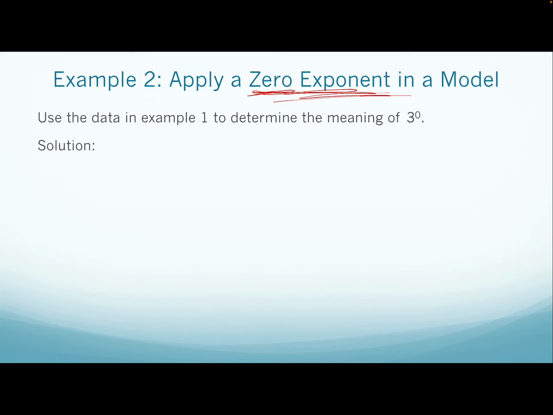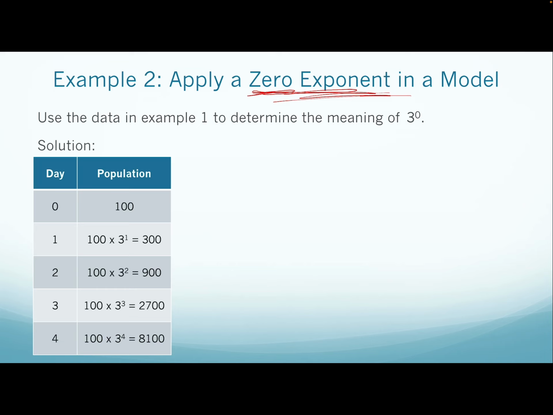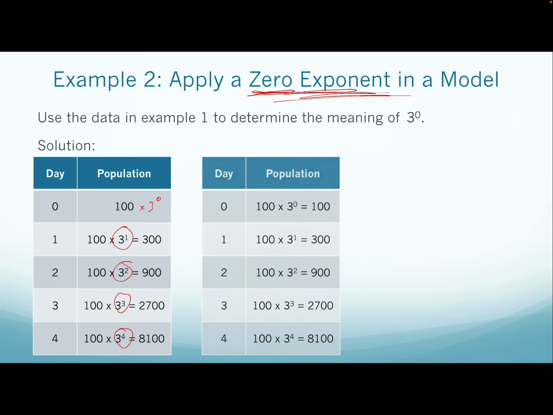So we're asked here to use the data in example 1 to determine the meaning of 3 to the exponent 0. So we're talking about the bacteria that Roger was studying. So this population of bacteria. So if you notice there's a pattern here, 3 to the 4, 3 to the 3, 3 to the 2, 3 to the 1. Well, that means if I follow that pattern and extend it, this should actually be 100 times 3 to the exponent 0. So extending that pattern, right, we would get this.